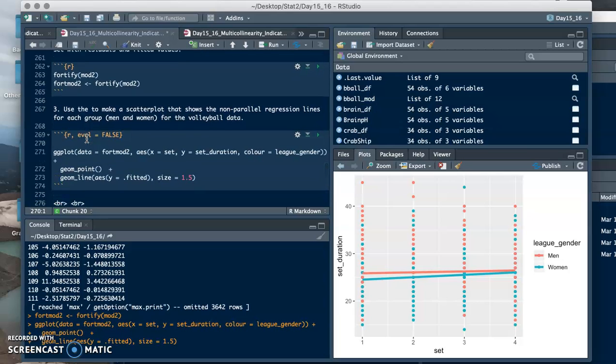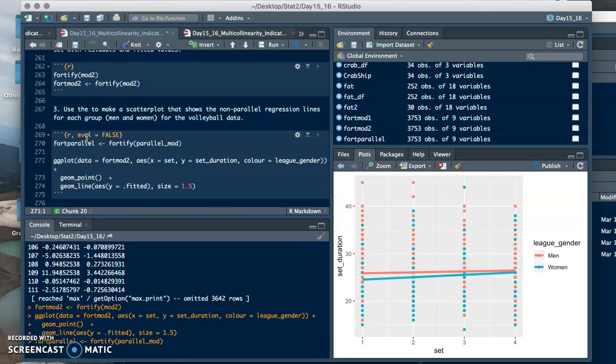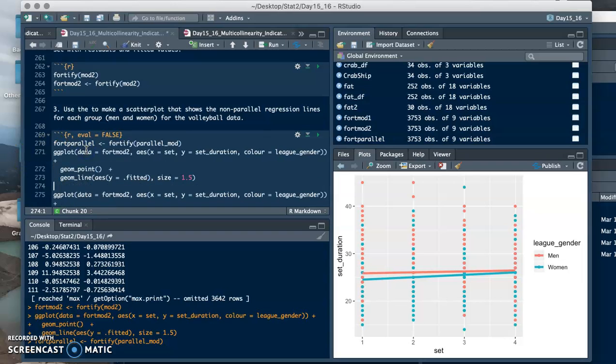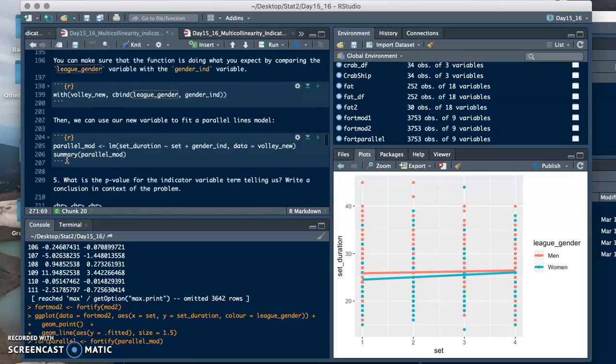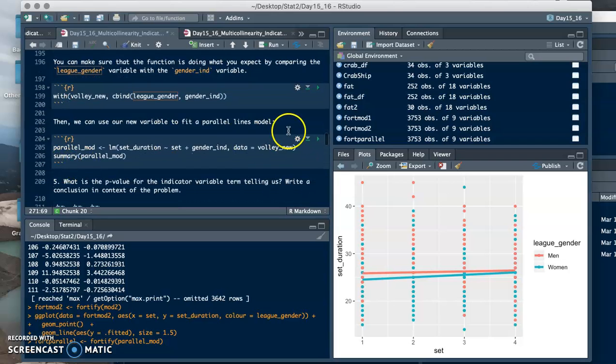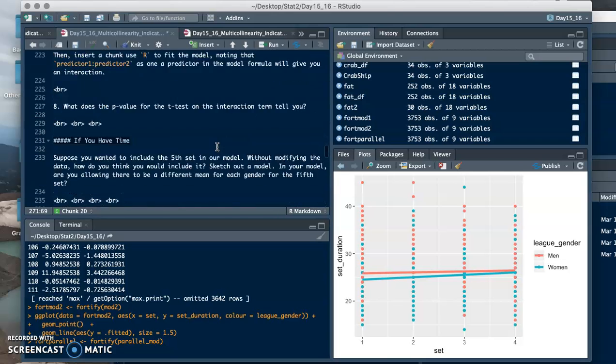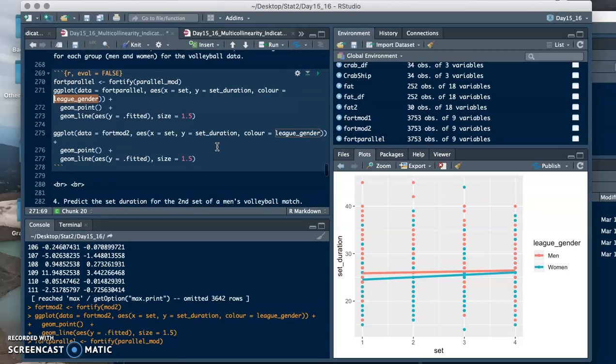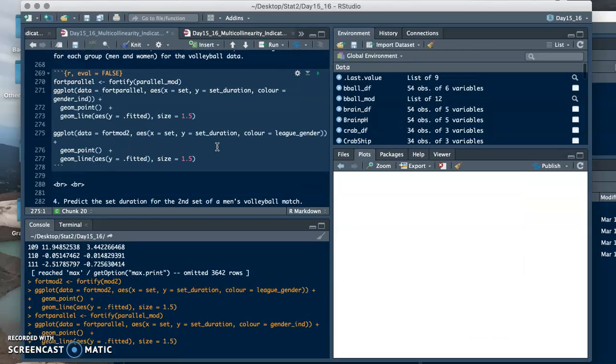And so to make a plot of the parallel lines model, it's kind of a pain. The easiest way that I know how to do it is to just fortify that model and then use code similar to what's highlighted here. So we're going to do it that way, replacing that with fort parallel. That will have to match what we fit our parallel lines model as, and so we use the gender ind variable. So I'm going to also change that to gender ind.